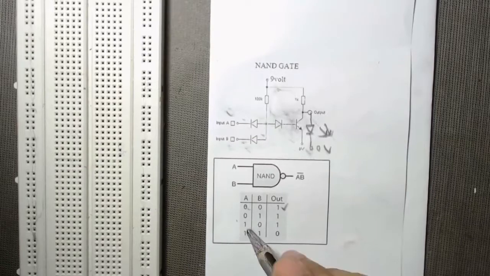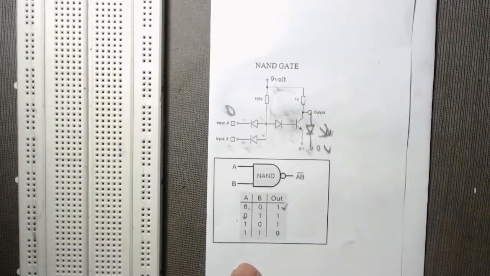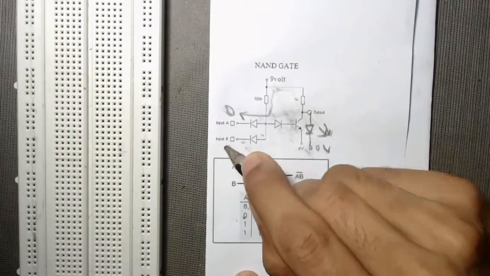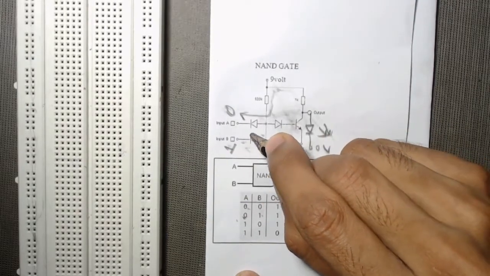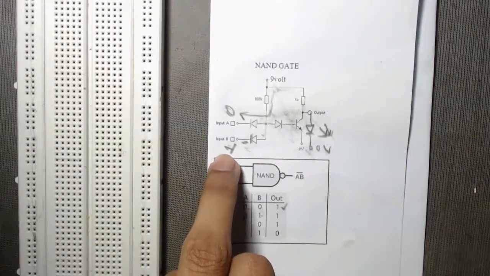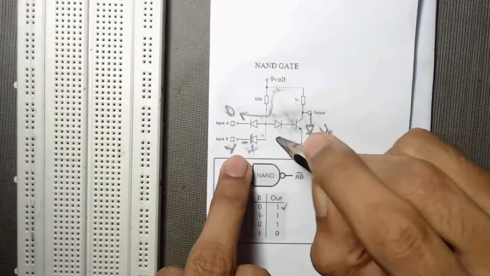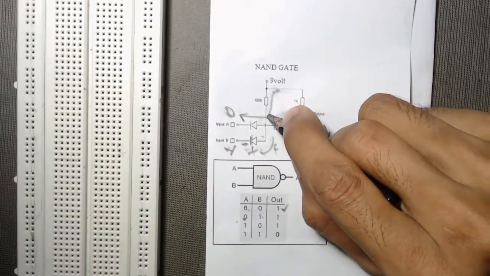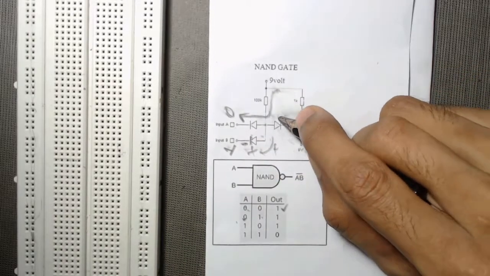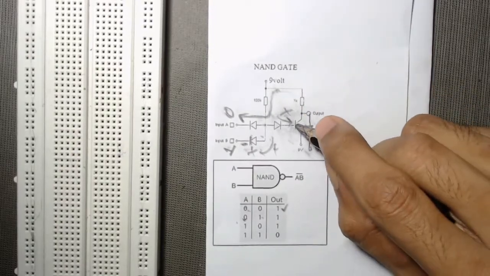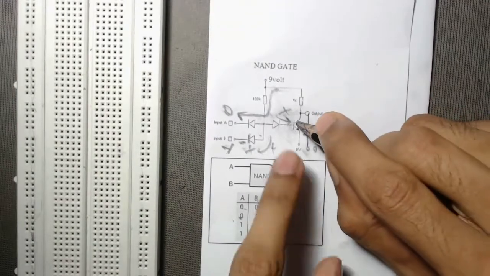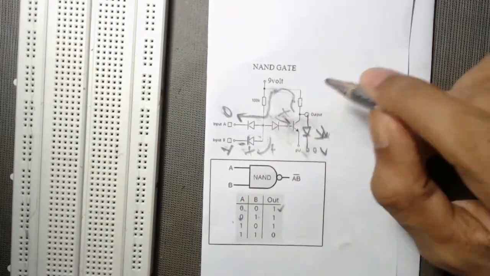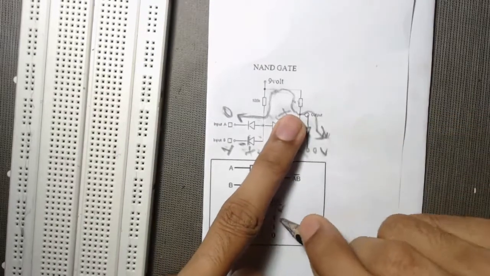Now let us observe the second set of input. In this case, A is 0. If we apply 0 here, then this diode will be in forward bias, so current will flow through this. And if B is 1, in this case this is the negative side and we have applied positive voltage here, so this will be in reverse bias. So this will not conduct in this case. So current cannot flow through this diode. But the current will flow through this diode, and in this case also the transistor will not get voltage in its base terminal. Since there is no base voltage, this transistor will act as an open switch in this case also. So the entire current flowing through this 1K resistor will flow through this output LED and we will get 1 at the output.